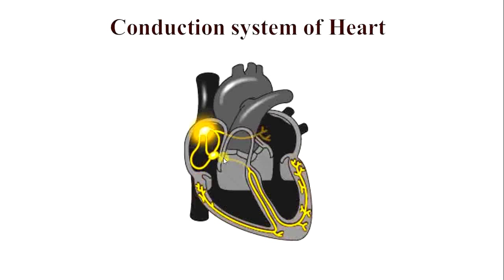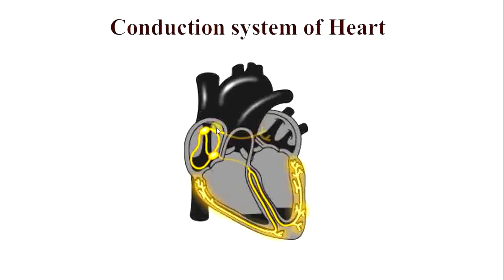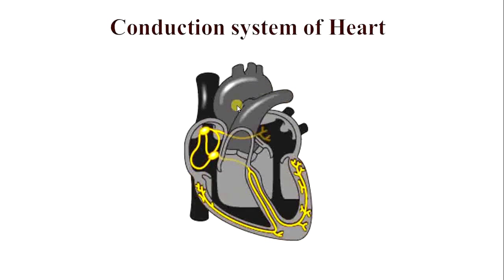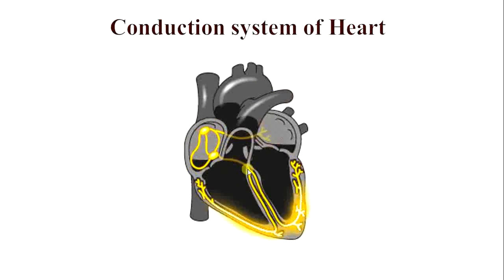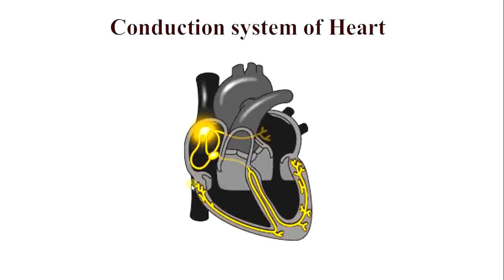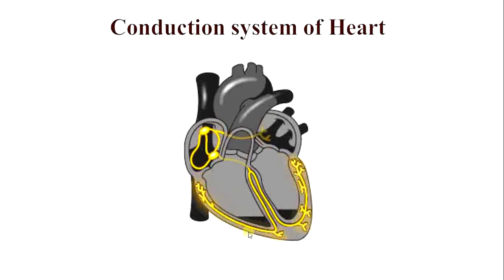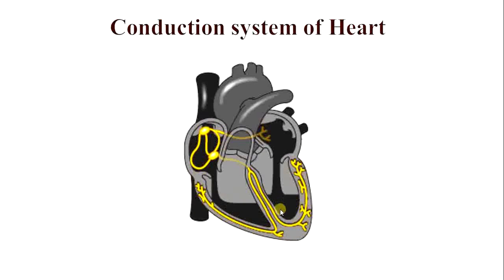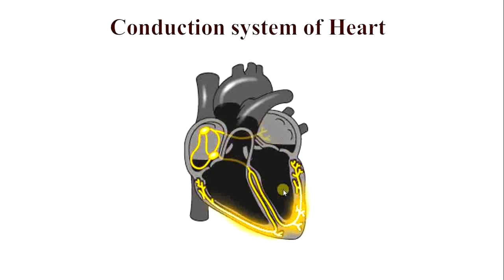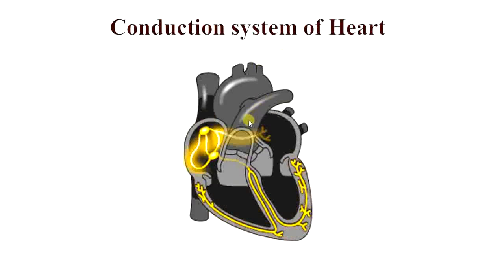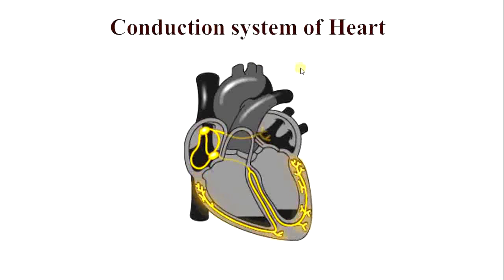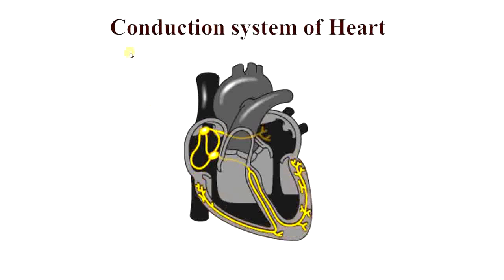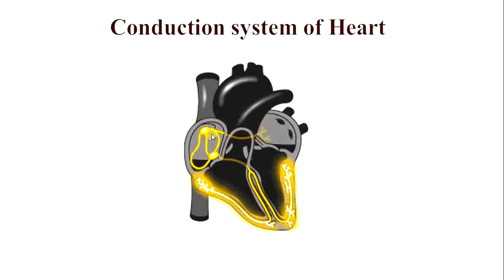The AV node is also called the gatekeeper of the heart. The SA node is the natural pacemaker of the heart, where the conduction starts. Then from the SA node to the AV node, from the AV node to the left and right branches, and through the Purkinje fibers the electrical impulses are spread to all the ventricles. You can see the ventricles here; when the impulses come over here, they contract and allow the blood to get out of the heart. So this is how the heart works, and this is the conduction system of the heart.